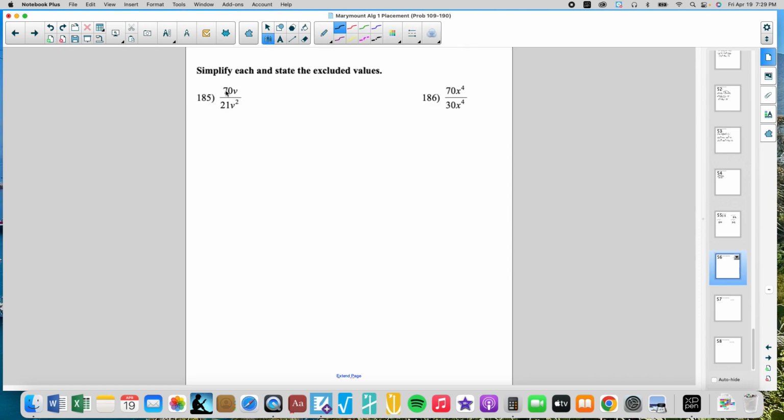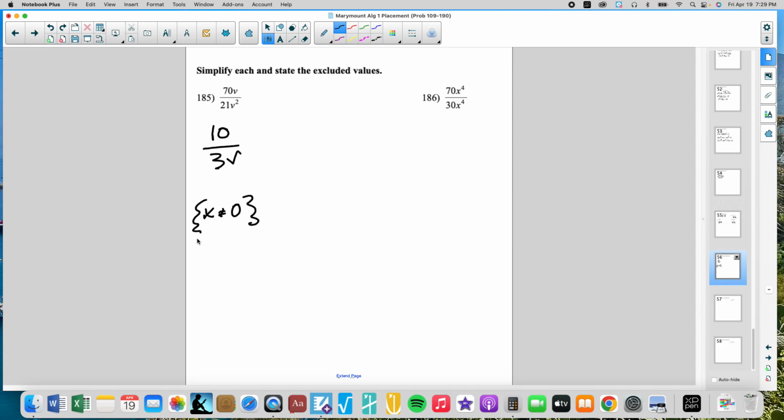You're going to deal with the coefficients first. So 7 goes into 70 10 times. 7 goes into 21 3 times. Look, you got one V here, you got two V's here. Let's be smart and just understand that there's going to be a leftover V there, and my excluded value is 0. This is how they do excluded values. They say x cannot equal 0. That's what it looks like.